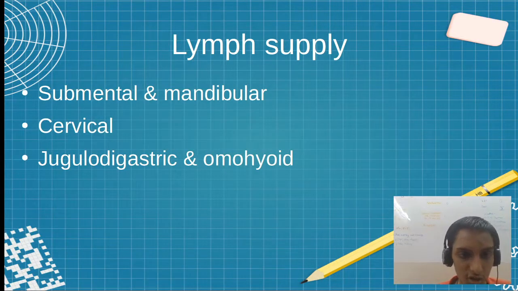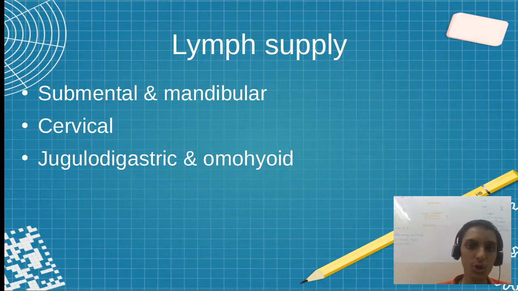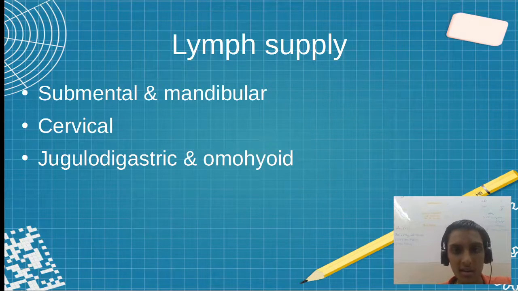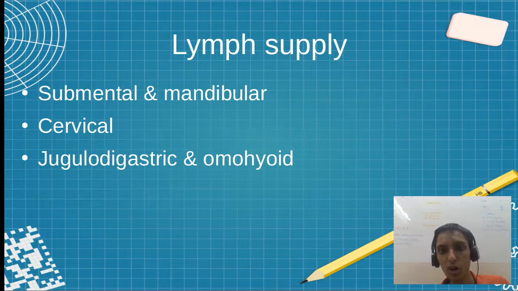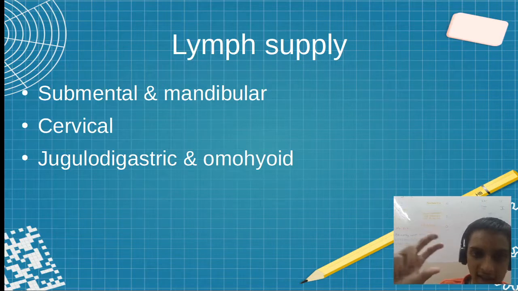Lymphatic drainage. For this I have a simple mnemonic, SMC judo. SMC judo. What is SMC? Submental, mandibular, cervical. Okay. Judo. Remember the Olympic sport judo. Judo here as in jugulo-digastric and omohyoid. So remember this mnemonic, SMC judo.